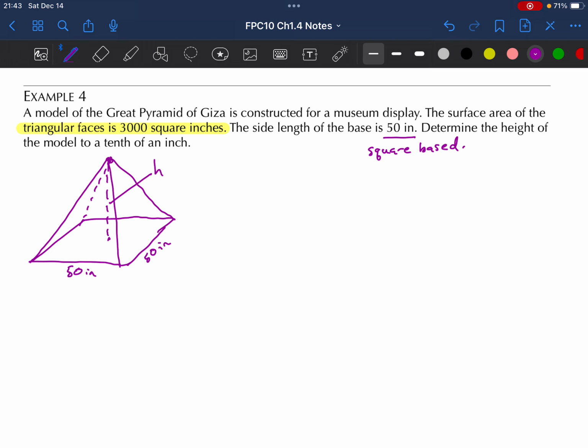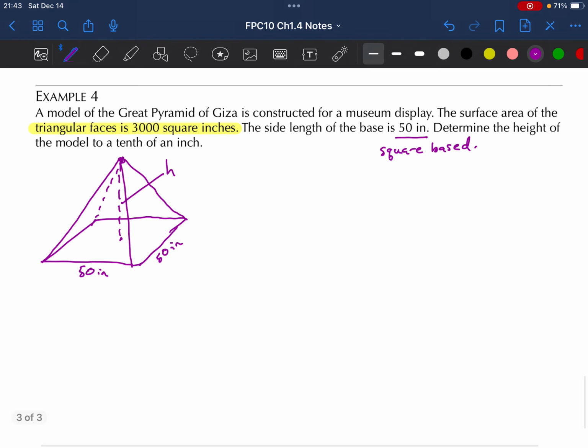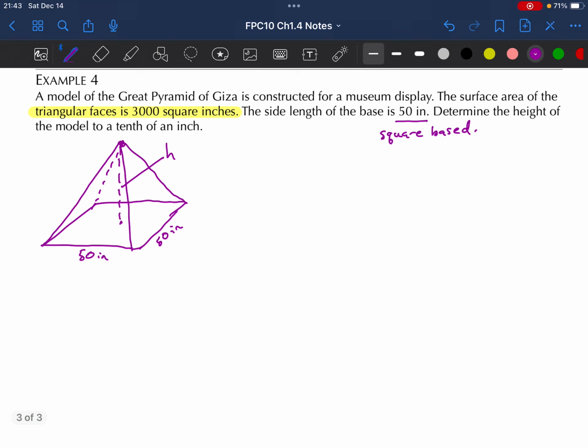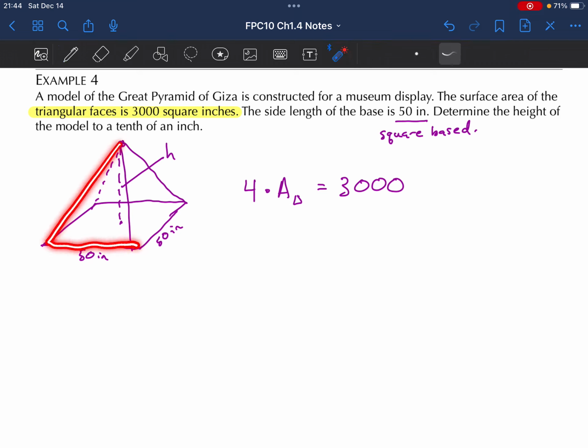So here's what we know to start. We know that if we take 4 triangles, 4 times the area of the triangles is equal to 3,000. All 4 of these triangular faces are the same, and all 4 of them add up to 3,000. So 4 times the area of one triangle is equal to 3,000.